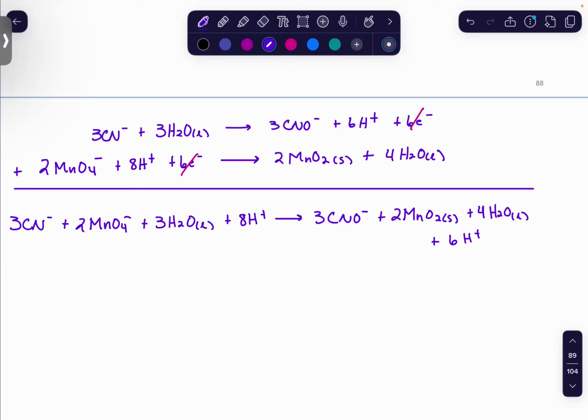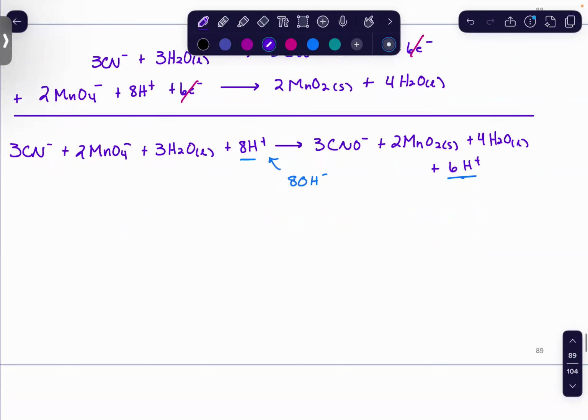Okay, now let's take a look. You notice how we have 8 protons on the left and 6 on the right. So we want to make sure we add enough hydroxides to get rid of our protons, which means each side of the equation is going to get 8 hydroxides. When you're done, you'll notice that you have no hydroxides left on the left, and you'll have hydroxides in excess on the right. So we need to put that 8 hydroxides on each side.